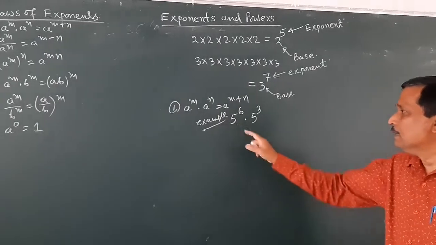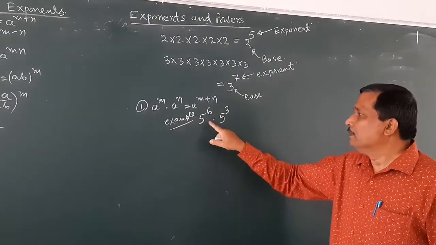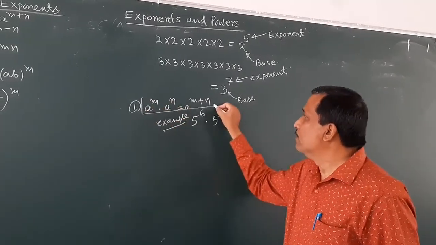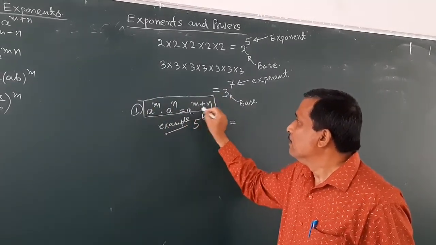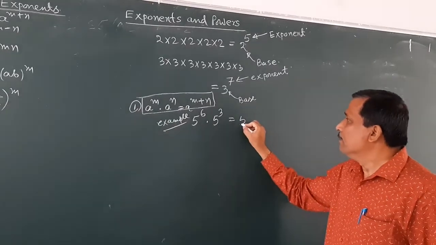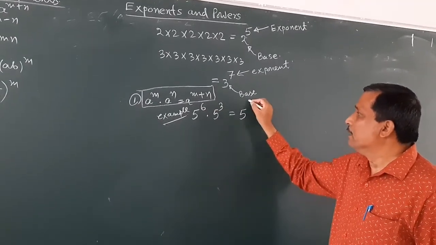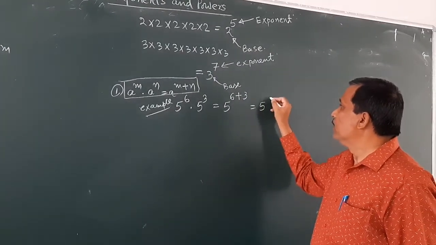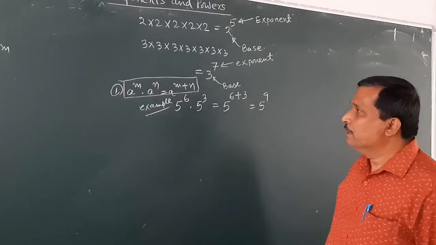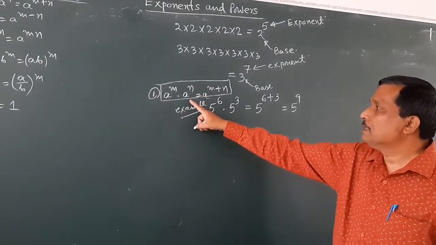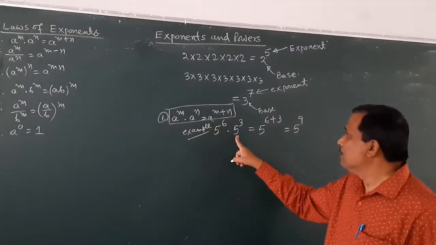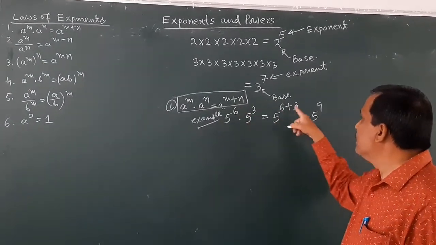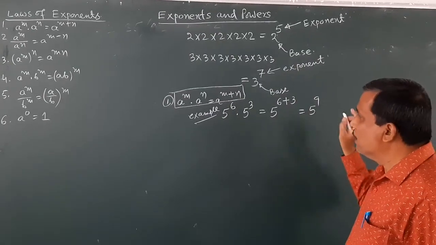So you see the base is same, the base is 5 here, so we will use this formula. When base is same, then the powers are added. The 6 plus 3, that is 5 to the power 9. Okay, so this is the first law of the indices, that when the bases are same, then the base will be same, but the power will be added. So this is 5 to the power 9.